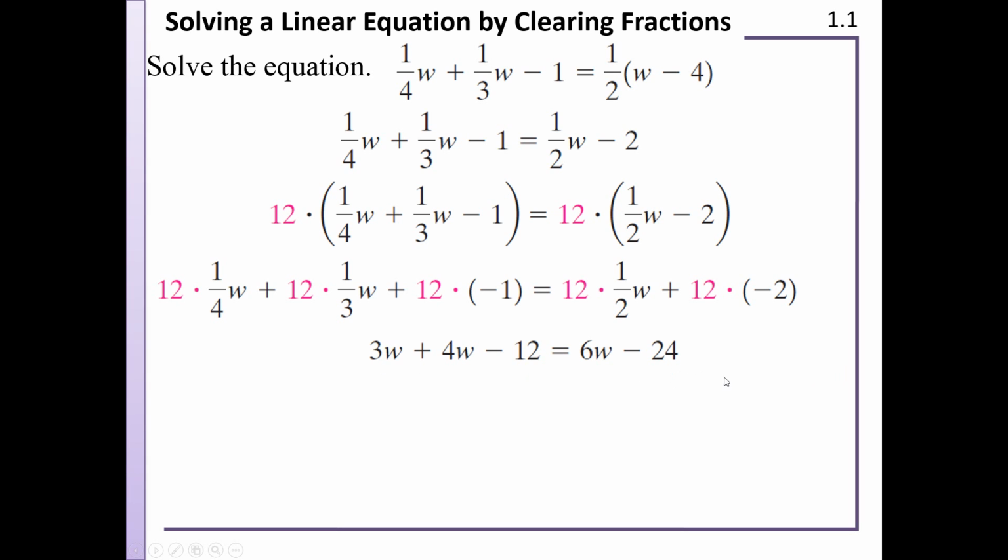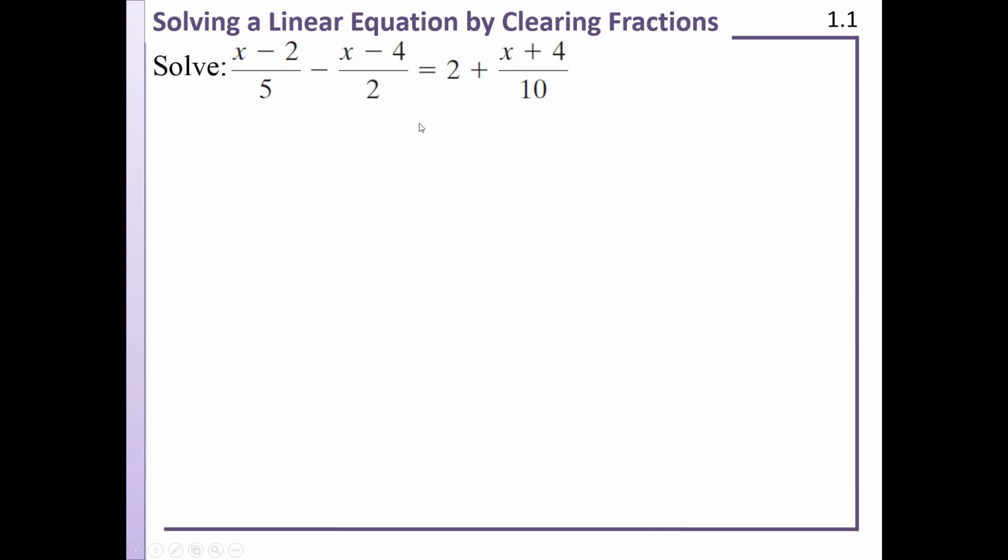Now we can collect like terms. So this becomes 7w, and now we can isolate the variable. If we subtract 6w from both sides, we're here. Add 12 to both sides, we're here. So the solution in this case is w is negative 12.